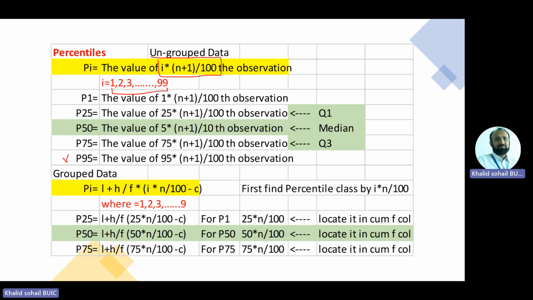And in the same way for grouped data, we have the same calculation, the same formula that we have already discussed in our median. And here, to get your percentile class, we use the same formula, i multiplied by n divided by 100. In case of median, it was n by 2, and in case of quartile, it was n by 4. In case of decile, it was n by 10, and in case of percentile, it is n by 100.